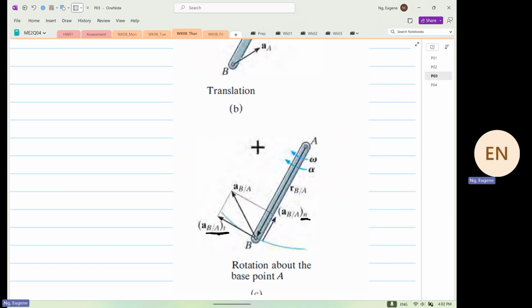Now the N is going towards the center of rotation. I repeat again, N is going towards the center of rotation.